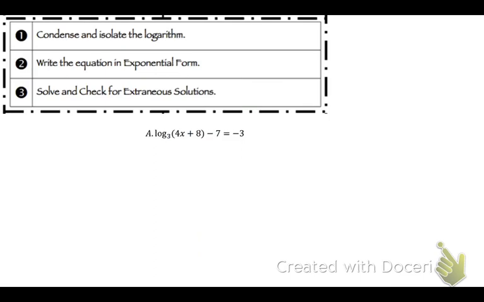This one, so we have log base 3 of 4x plus 8 minus 7 equals negative 3. Now I need the log to be by itself, so I'm going to add that 7 over. You get log base 3 of 4x plus 8 equals 4. Change that to an exponential. 3 to the 4th equals 4x plus 8, which is 81 equals 4x plus 8. Subtract that 8 over. 73 equals 4x. Divide by 4, and you get x equals 73/4.